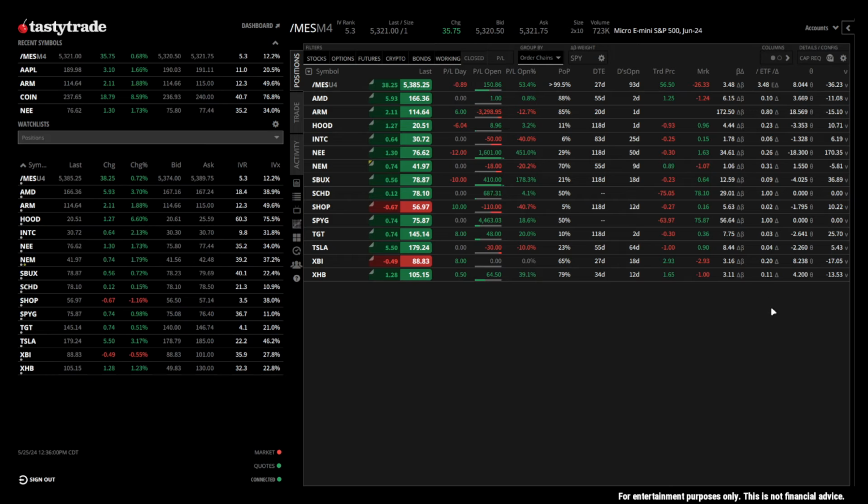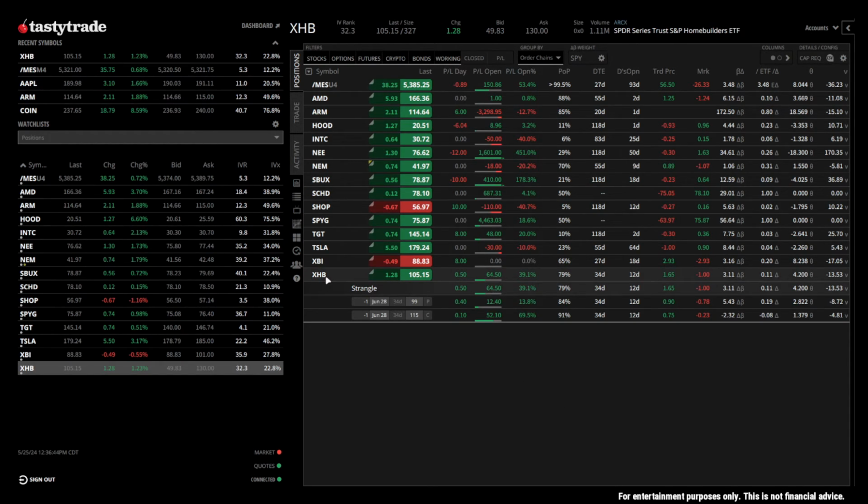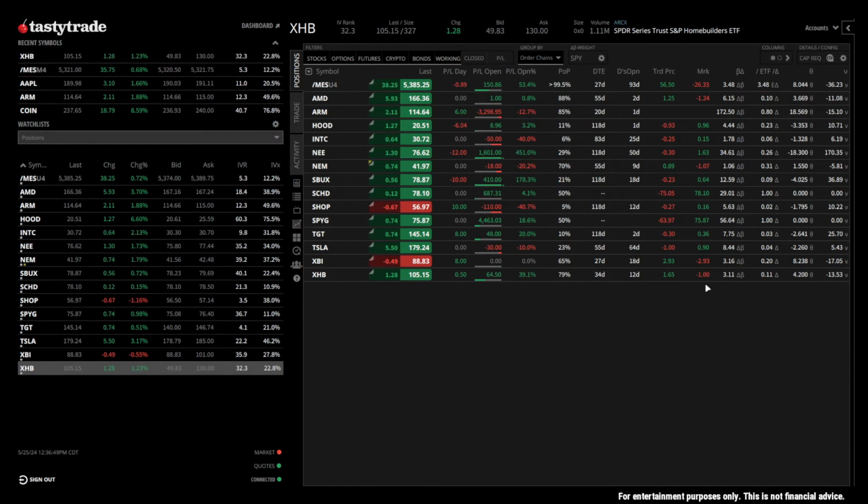These are not beta weighted. So for example, this last position I have here in XHB, which is the home builders sector ETF, you can see that overall, that strangle that I sold in XHB has a delta of 0.11. So that's an 11 delta strangle.